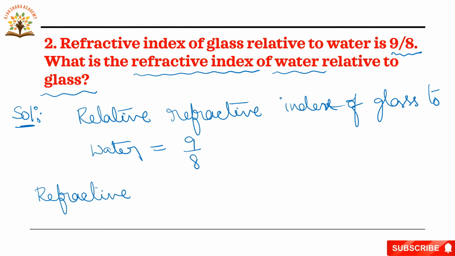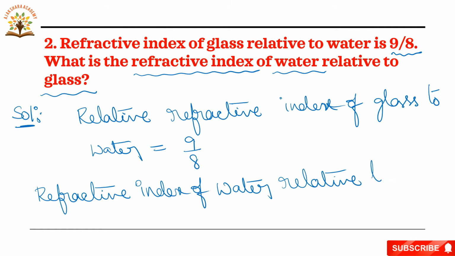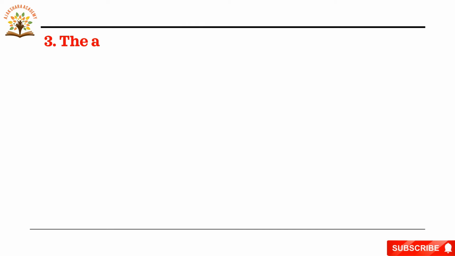It is the reciprocal. Refractive index of water relative to glass is equal to 1 by 9/8, that is equal to 8 by 9. This is the answer. Okay. Next, we'll go to the next question.